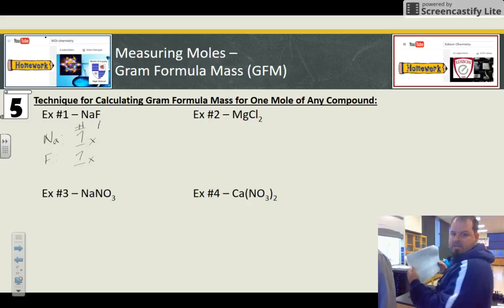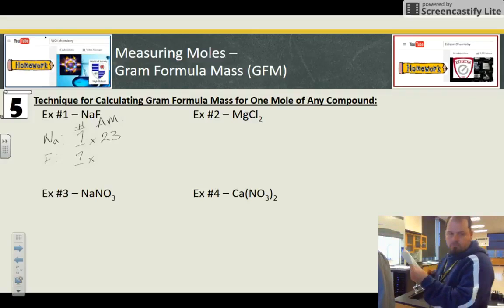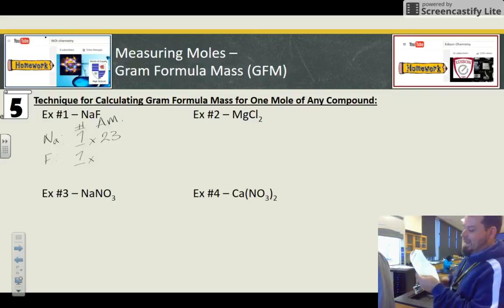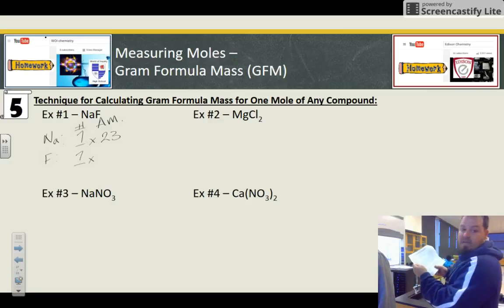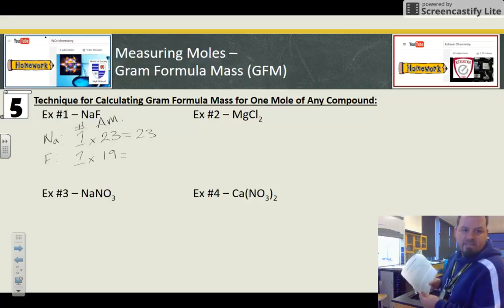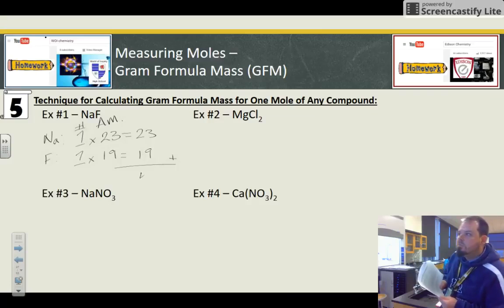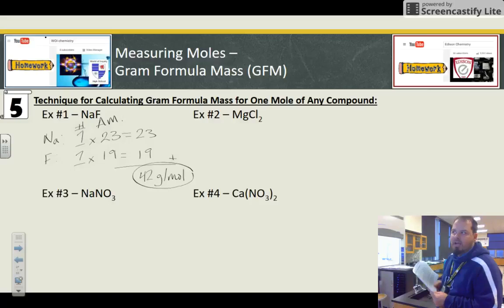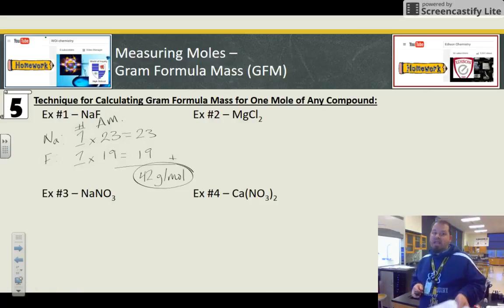And I'm looking up on a handy dandy reference table that the mass of Na is 23. I'm rounding that up from 22.98997. Let's be honest, that's 23. Fluorine is 19. So 1 times 23, 23. 1 times 19, 19. Add them up. It looks like 42. And then here's the important part: grams per mole. Gram formula mass is always grams per mole. That's going to come in handy at the end of this video or next video.